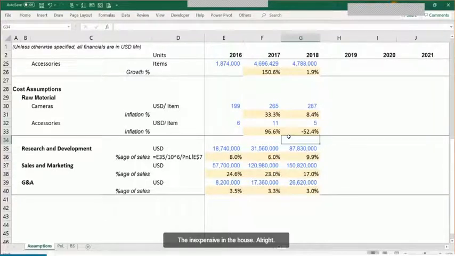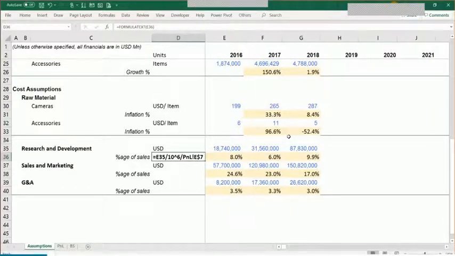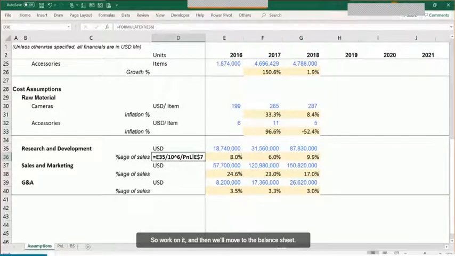All right. So take a minute. I'll take a pause here for you to complete this stage before moving ahead. So work on it, and then we'll move to the balance sheet component.